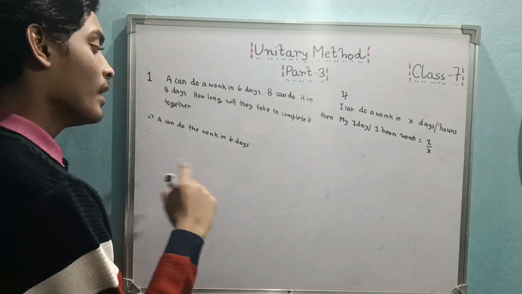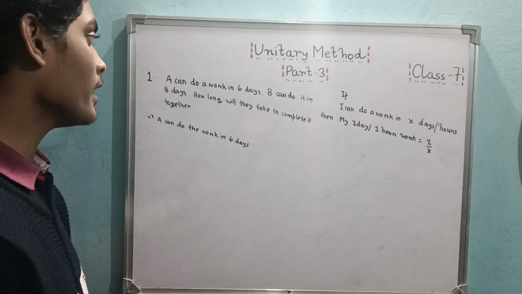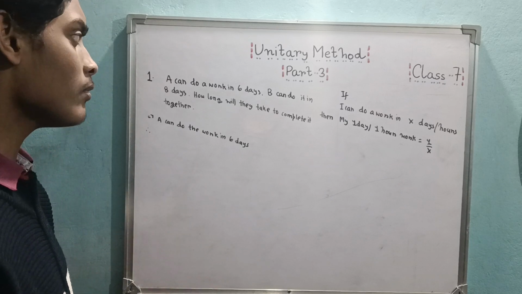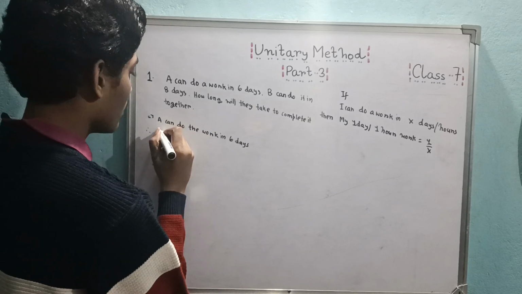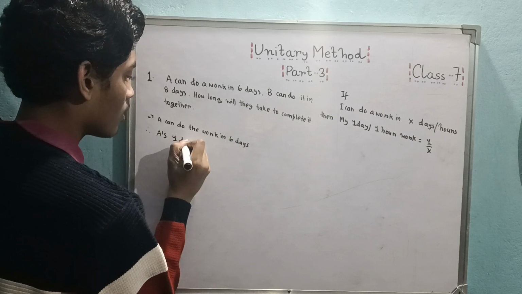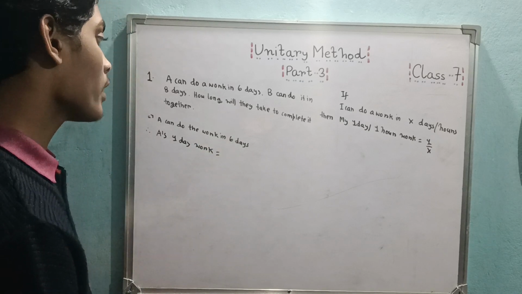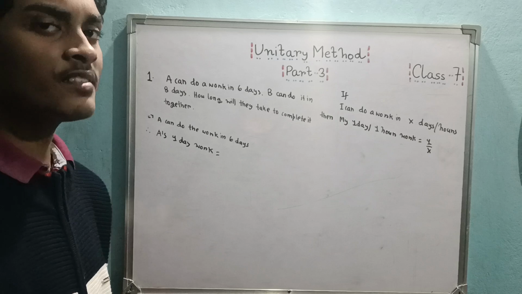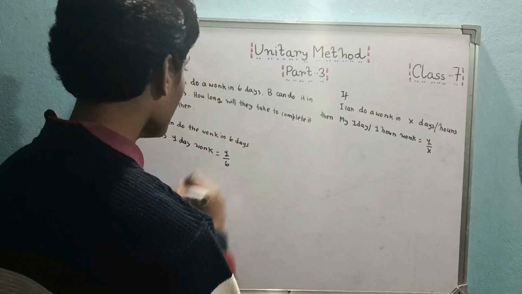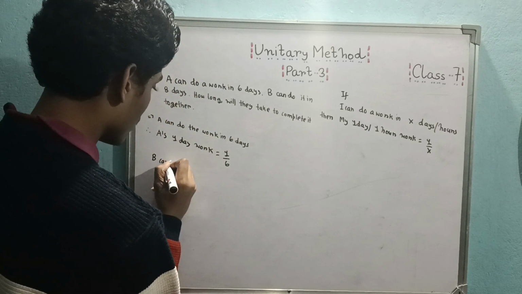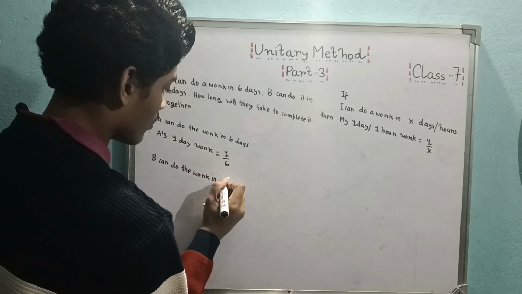In all the cases, if days is there, we have to calculate 1 day work. If hours is there, we have to calculate 1 hour work. If minutes is there, we have to calculate 1 minute work. Or every one unit, right? A's 1 day work is equal to? If you can do a work in 6 days, then in 1 day you can do 1/6 of the work. That's quite easy. Similarly, B can do the work in 8 days.